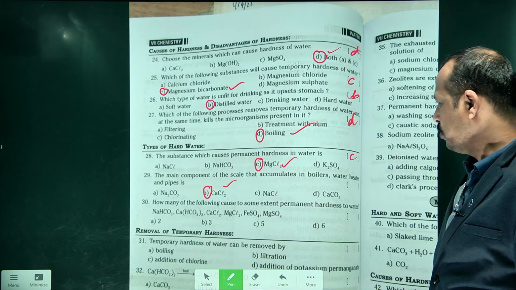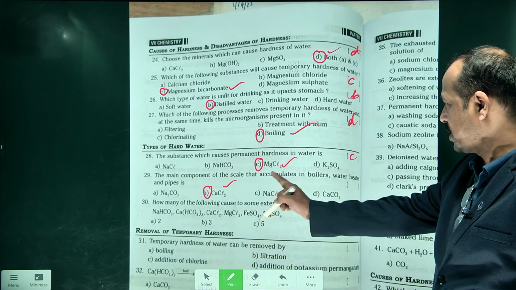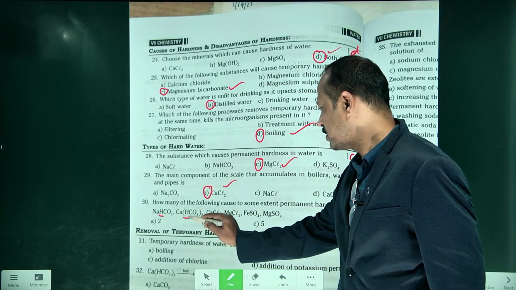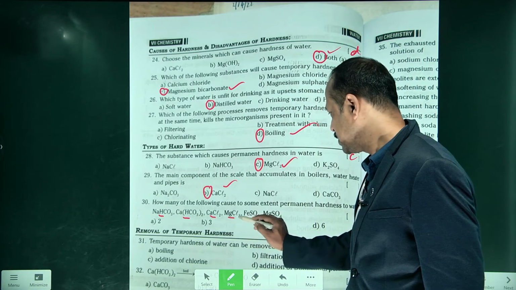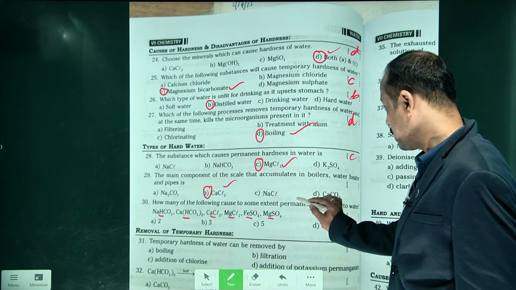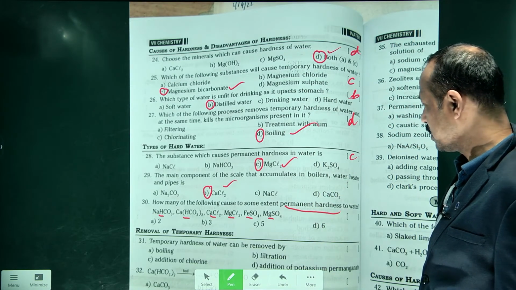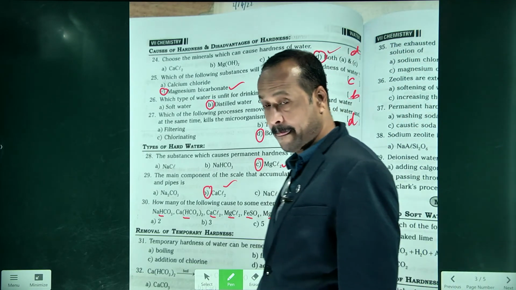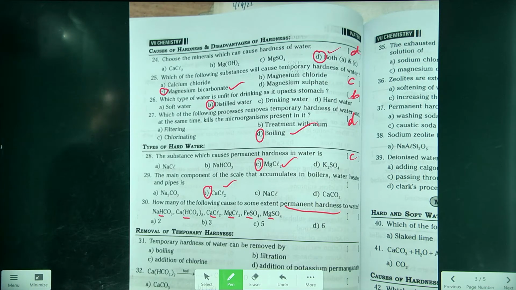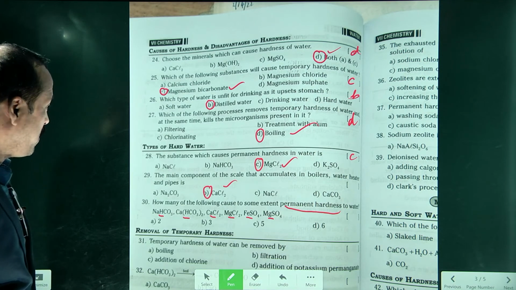Next, how many of the following cause some extent of permanent hardness of water? See, 1, 2, 3, 4, 5, 6 are given. Sodium hydrogen carbonate, calcium hydrogen carbonate, calcium chloride, magnesium chloride, ferrous sulfate, magnesium sulfate. So, how many salts are there which cause the permanent hardness of water?